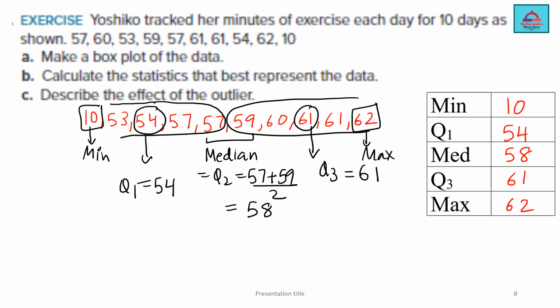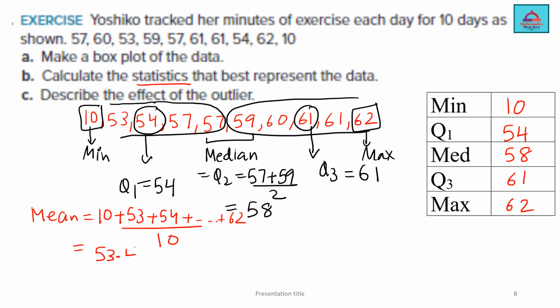Let's come to the next part where the statistics have to be there. That means we need the mean, median, mode. So you can calculate the mean by adding all the numbers and dividing it by the total number, which is 10 here. So the mean comes out to be 53.4. Let's look at the median. Median we have already found in the first part, which is 58.